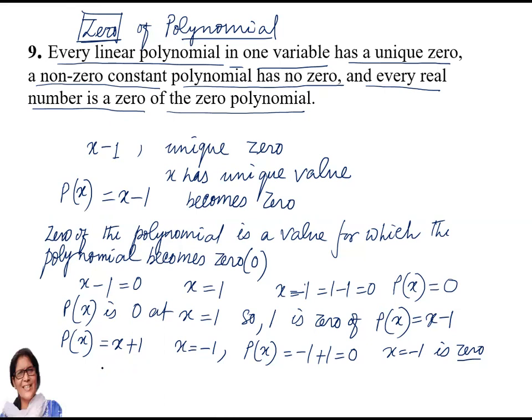For which we have to get the value of this polynomial at different values. For p(x), x equal to 0. For x equal to 1. For x equal to 2. So to check when it is becoming 0. So we'll learn now how to put different values in a polynomial.